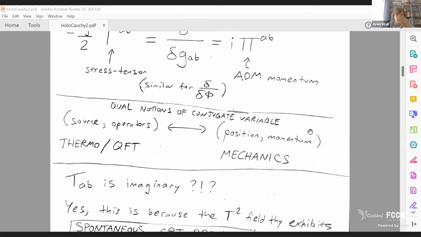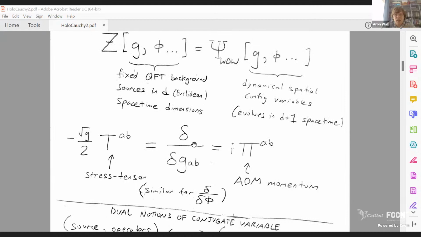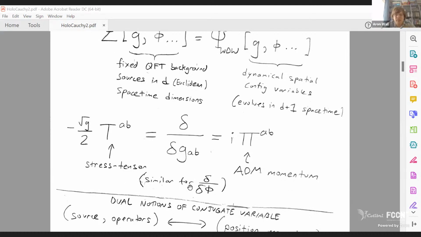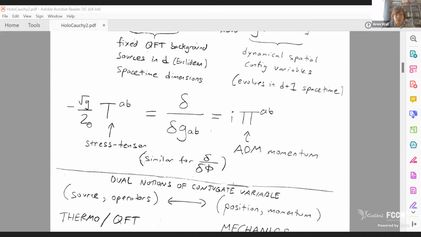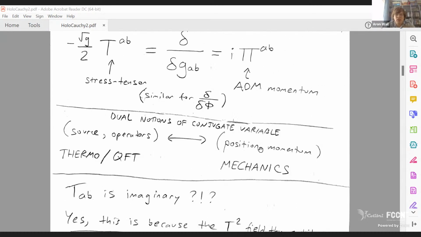Before I explain that, I should also comment you could do the exact same thing for all of the other sources here to switch between operators in the theory and momentum variables.